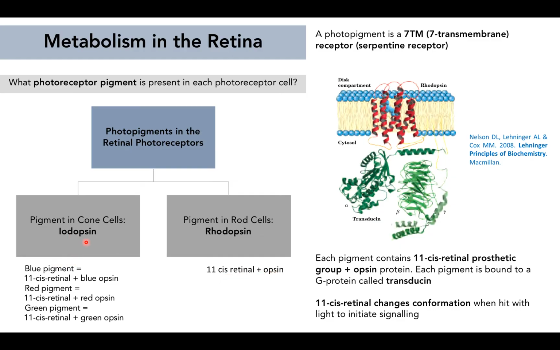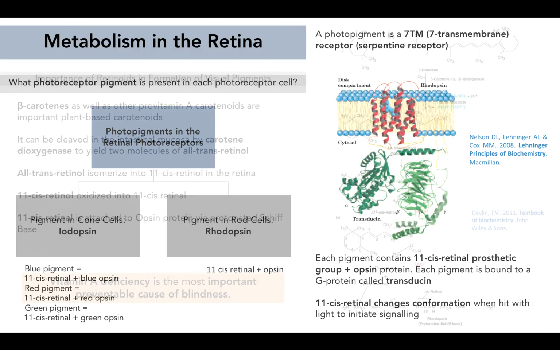For example, in cone cells, which are responsible for color differentiation, the blue pigment contains an 11-cis retinal group and a blue opsin protein. The red pigments have an 11-cis retinal prosthetic group and a red opsin protein, while the green pigment has an 11-cis retinal and a green opsin. So that's where the difference lies. 11-cis retinal is a prosthetic group that is found in all kinds of opsins, no matter what kind of cell it is. So yes, that's what a photoreceptor pigment is.